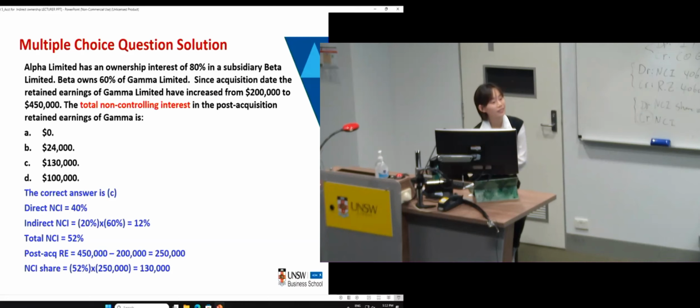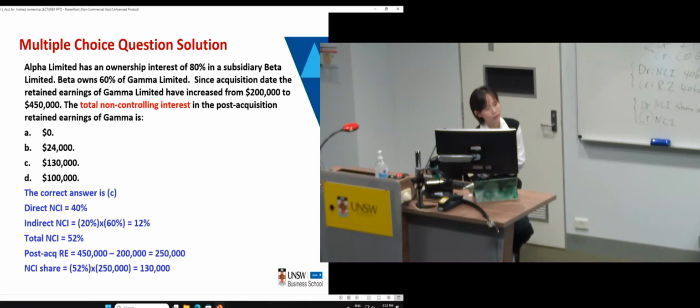May I ask, why I need to minus 250,000? Because this is a reporting date retained earnings balance. This is retained earnings balance on acquisition date, which is pre-acquisition retained earnings. 450,000 includes the equity balance of the retained earnings on acquisition date.